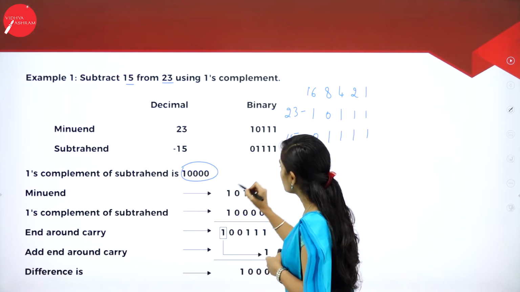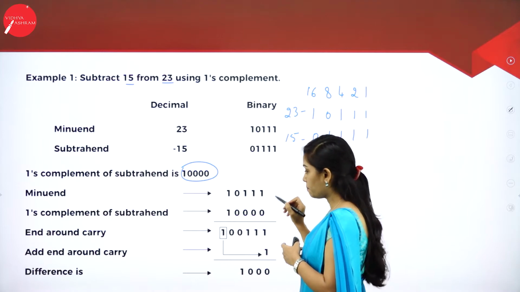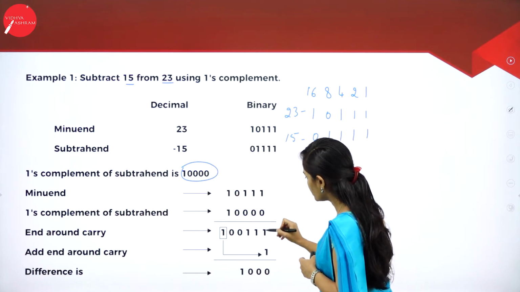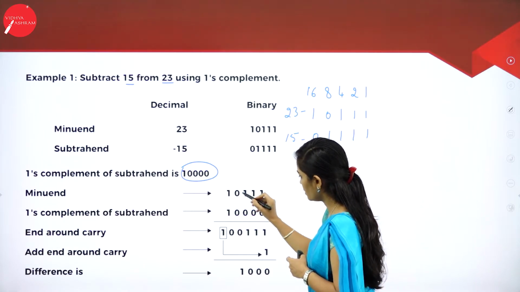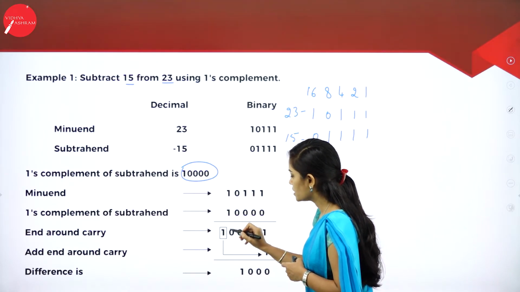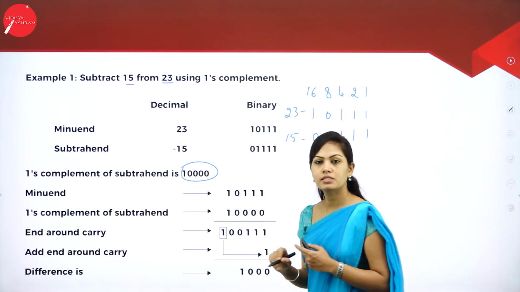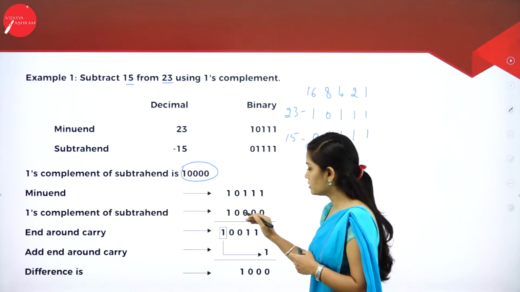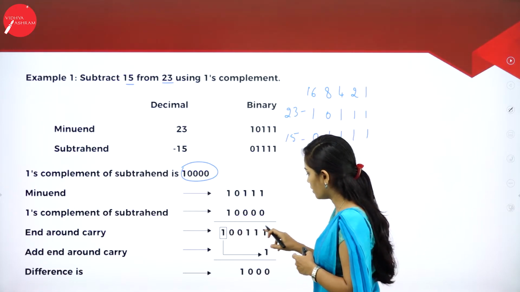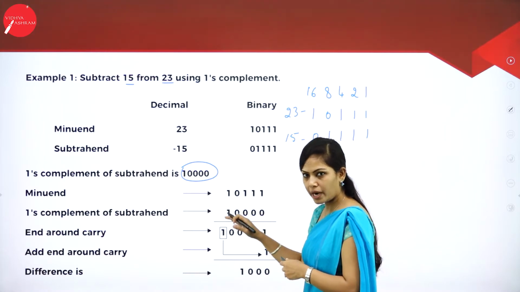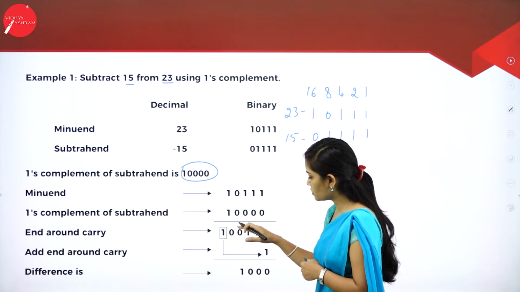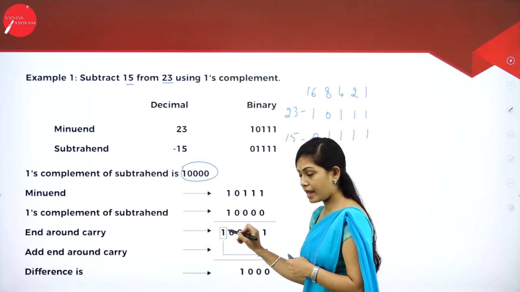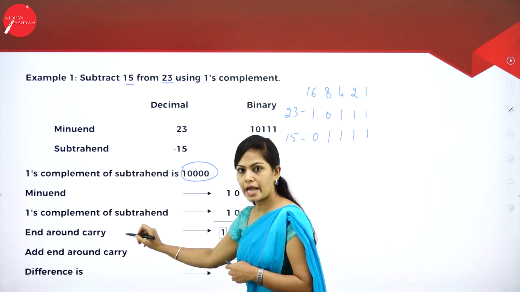So your minuend is 10111 plus the 1's complement of subtrahend. 1 plus 0 is 1, 1 plus 0 is 1, 1 plus 0 is 1, 0 plus 0 is 0, 1 plus 1 is 0 and a carry is generated. Adding properly, you will get 100111. Here the carry is generated, and this carry is called the end around carry.